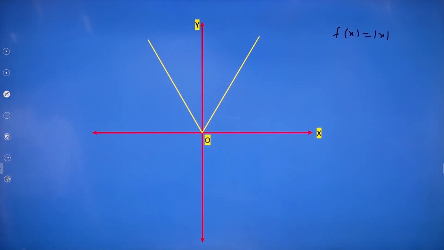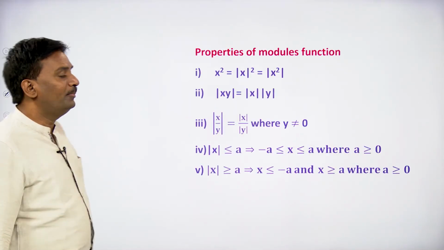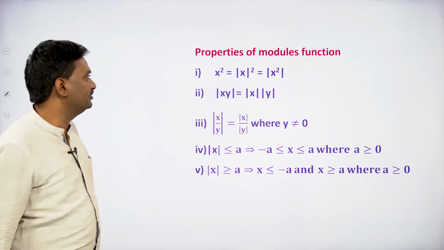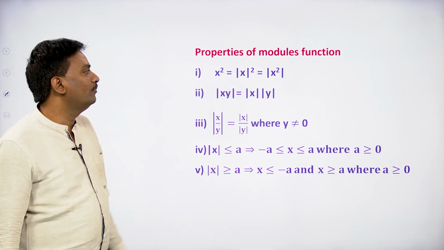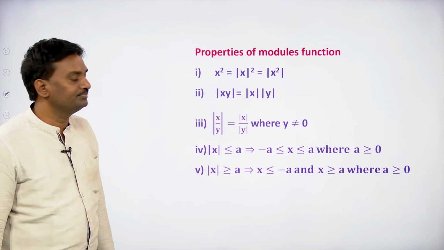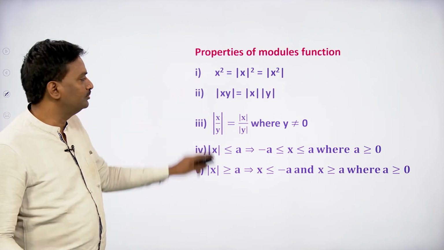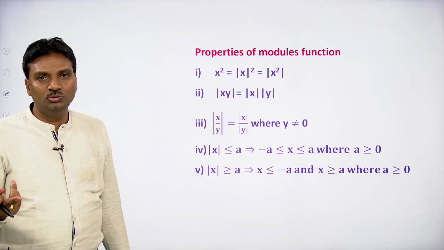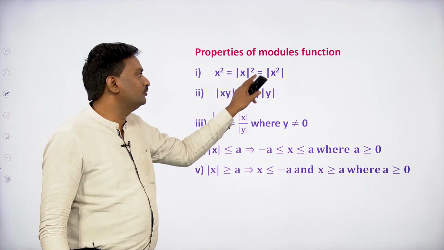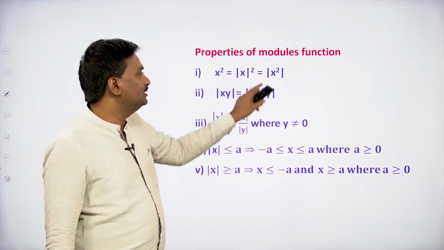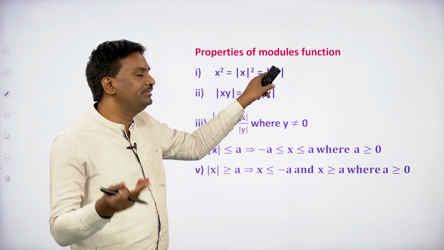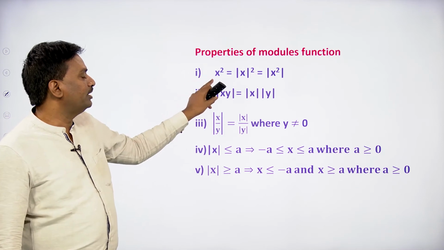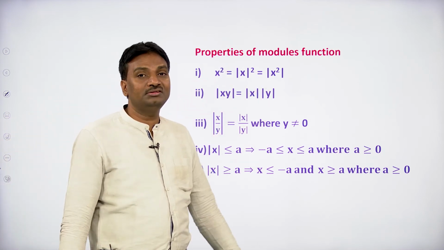So next, properties of the modulus function. The modulus function is always positive. By observing the first property, x square equal to mod x whole square equal to mod x square. Suppose x equal to minus 2, whole square is 4. Modulus 2 whole square: modulus 2 is nothing but 2 only, 2 square equal to 4. Mod x square, in place of x by taking minus 2, whole square is again 4. So if x is any real number, x square equal to mod x whole square equal to modulus x square.